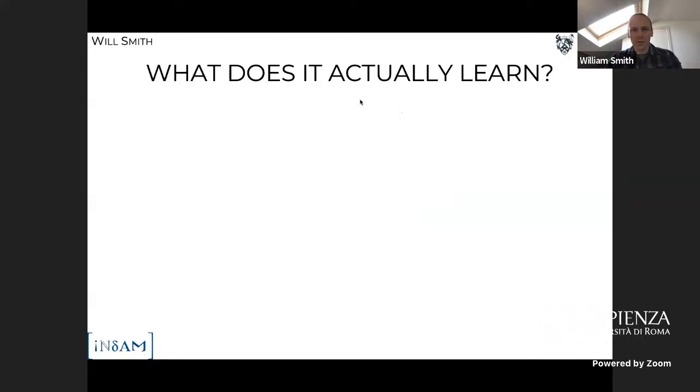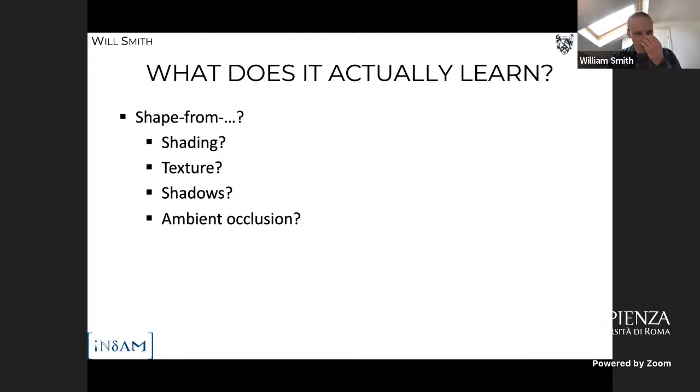So we were kind of amazed at how well this works, and we were sort of intrigued by what it is actually learning. Is it learning shape from shading or texture or shadows or ambient occlusion? What cues is it exploiting? Or is it kind of just memorizing what it's seen? So it might be that it's seen so many examples of windows that it can just recognize a window and kind of copy a good window shape from its massive database of things it's seen before.